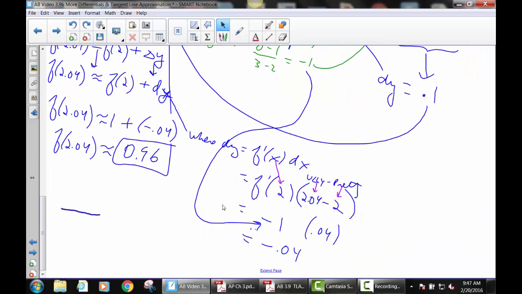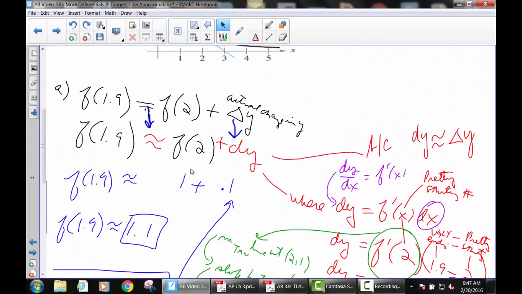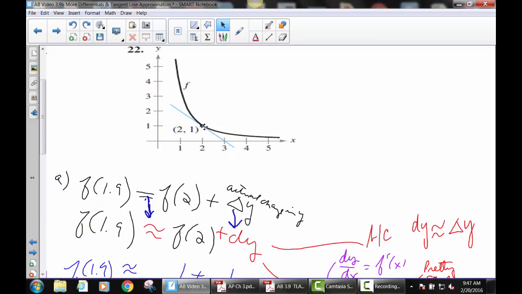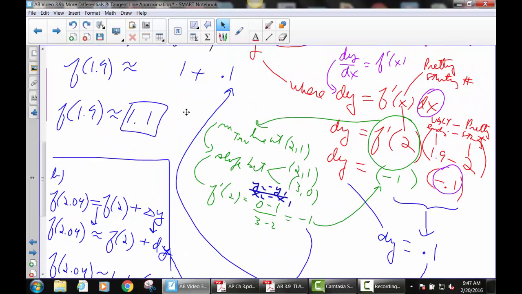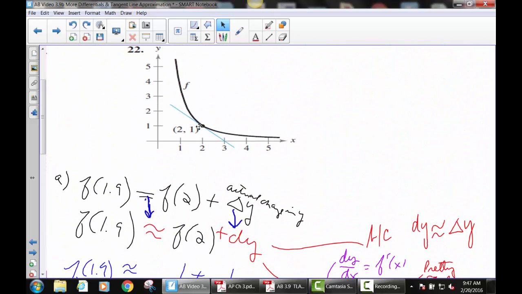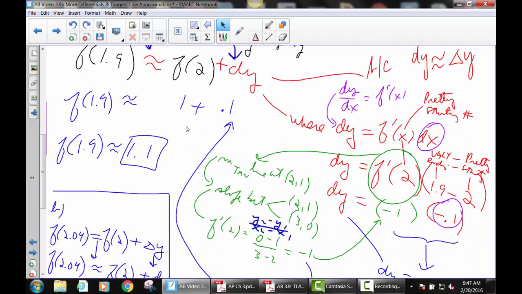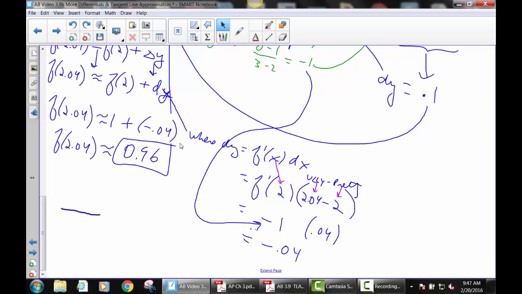Oh, because it's the dy, and we are dropping, right? If you go back to the graph, as we move to the right to get to 2.04, the heights are actually dropping, so the delta y is actually negative. Whereas here the dy was 0.1, and that's because we were moving to the left and therefore had to move up, and that's why the delta y was positive. Okay, so we take that negative 0.04, plug it in here, subtract, and we get an approximation.